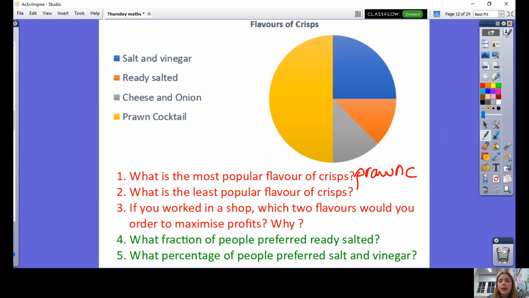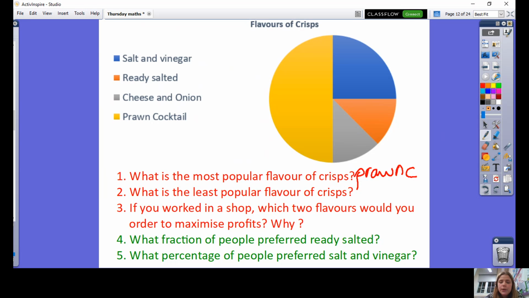What's the least popular flavour of crisps? Which sections of this pie have the smallest segments? Well, actually, for this answer, I can see both ready salted and cheese and onion have only 1/8 or 12.5% of the votes. So I would have to answer cheese and onion and ready salted.